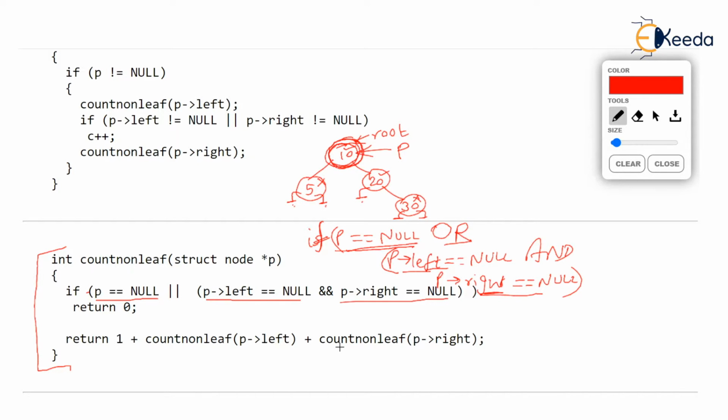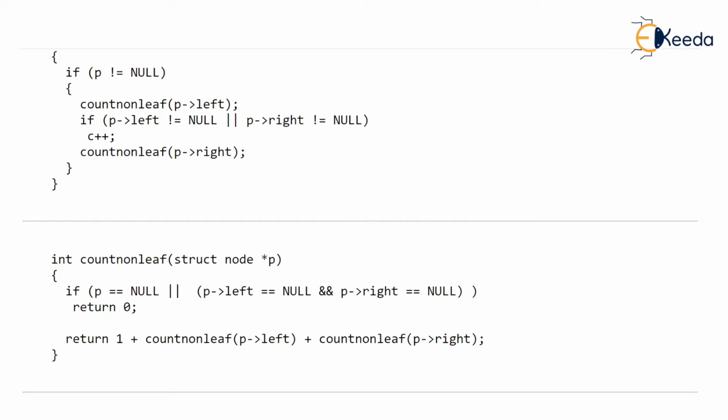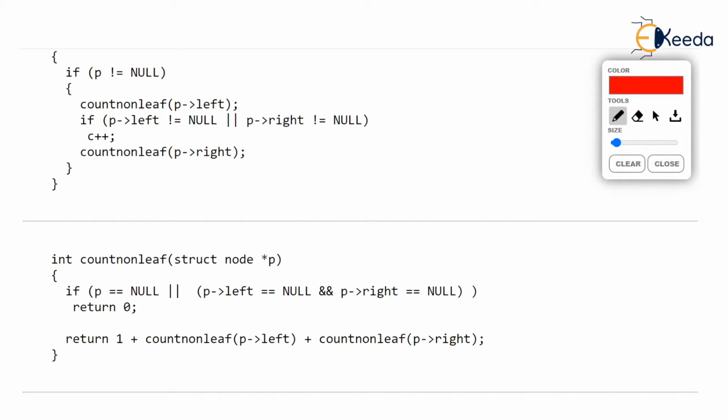So what does this mean? Let's see what this line, return 1 plus count non-leaf, means. This is very interesting, and you see how easy it is to build recursive functions. After this explanation, I bet that you will know how to write recursive functions within seconds, or rather understand them so easily.